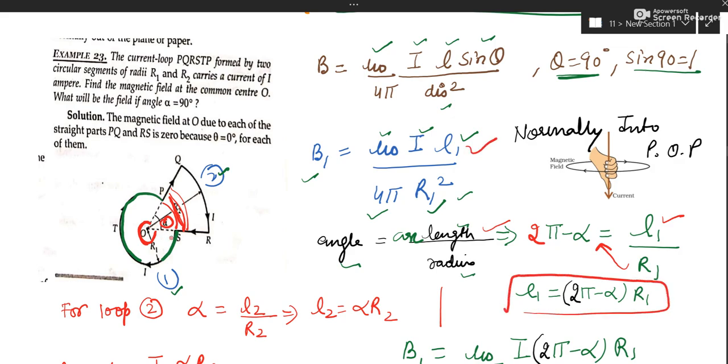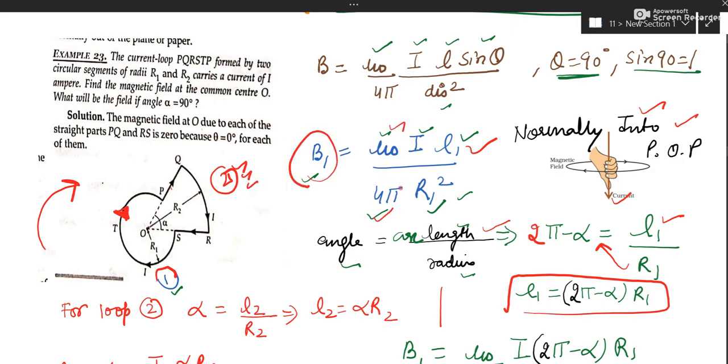Now coming to the direction: as you tell the magnitude of the magnetic field, you have to tell the direction as well. So you can keep your right hand curls along the current, and you will see it is normally into the plane of paper. Okay, this is the magnetic field due to portion 1. This is my portion 1. Now the magnetic field due to portion 2. So same way, B2.